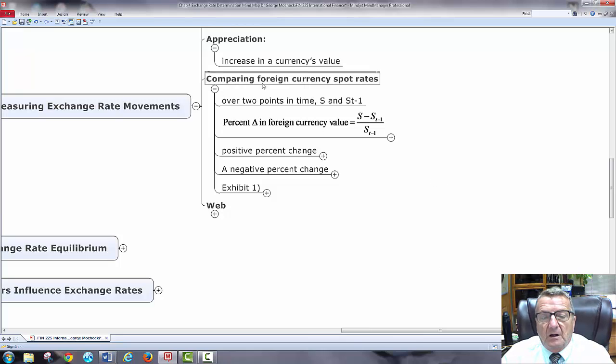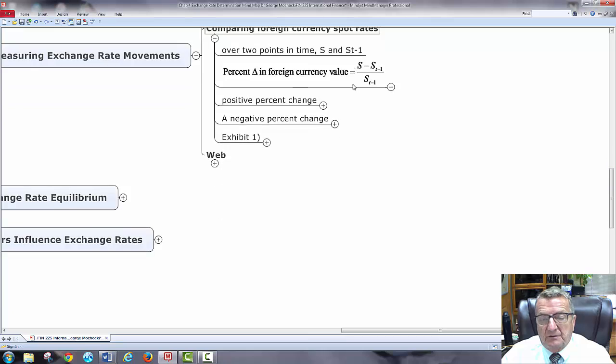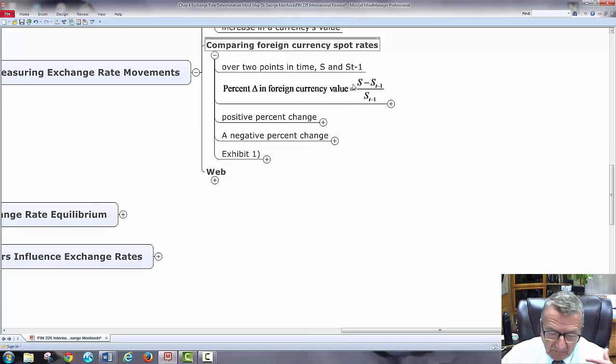Okay, so comparing foreign currency spot rates. As a reminder, I'll throw in a little bit of what you had in the other chapters to tie it in, as a general baseline. But I'm not going to go into real detail because you already went through the chapter. You just have to go back in the chapter and read if you don't understand it.